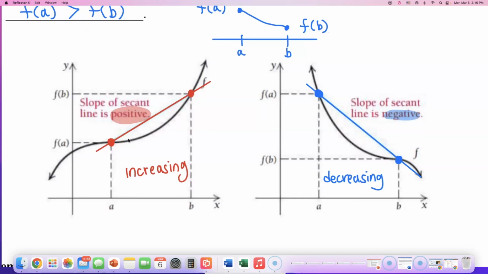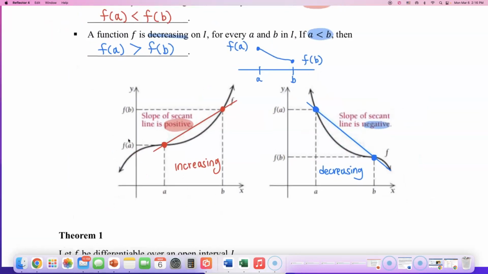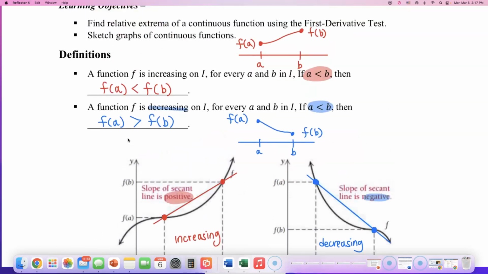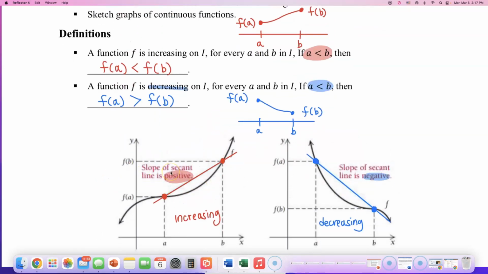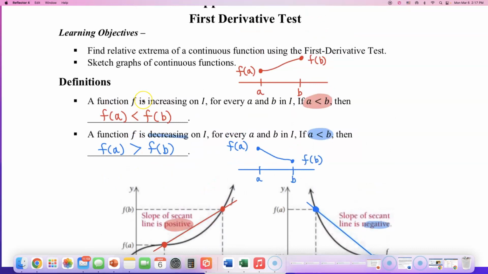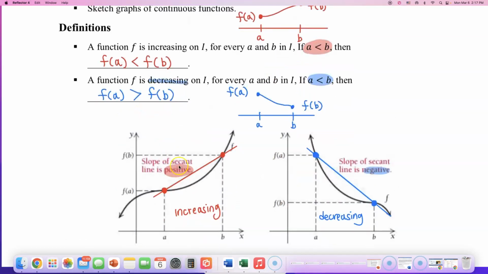So whenever we run into problems where they ask us where is it increasing, where is it decreasing, we will find the sign, whether it is positive or negative, of these tangent or secant lines. So that's how the slope of a secant or tangent line relates to whether a function is increasing or decreasing. Increasing, slope is positive. Decreasing, slope will be negative.